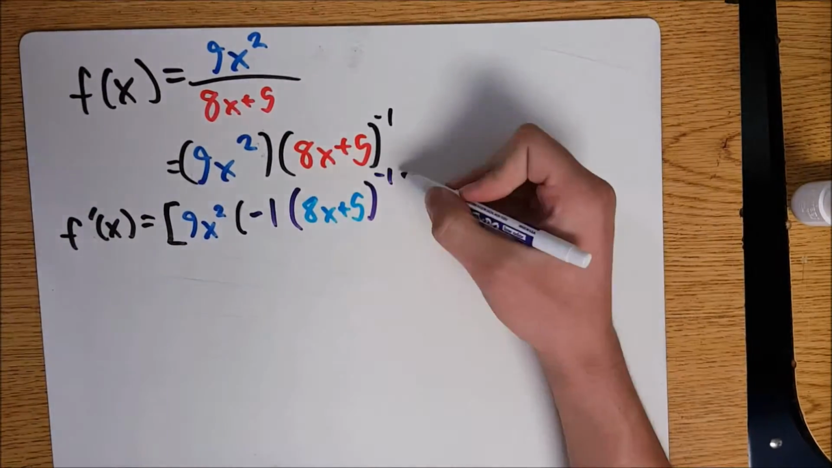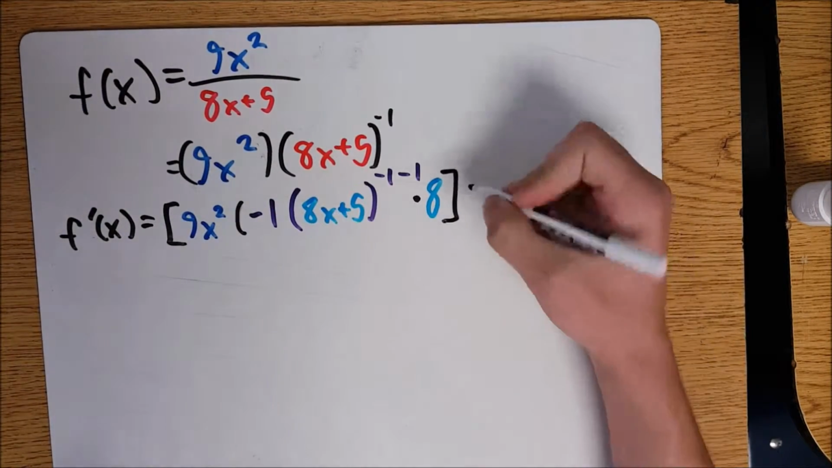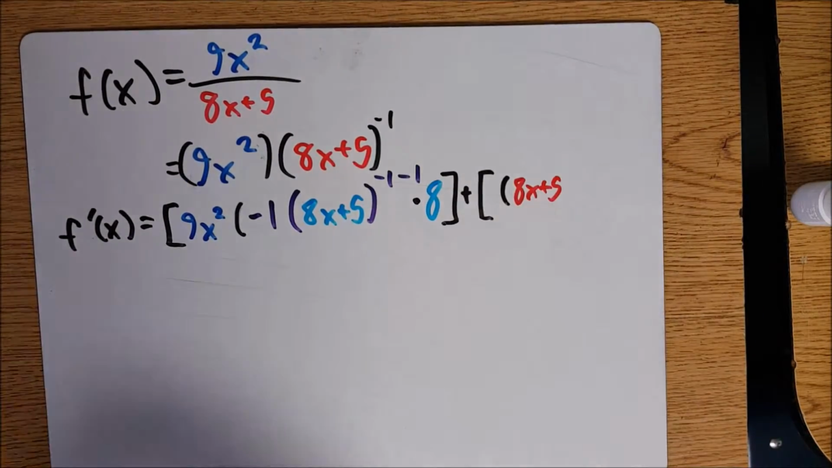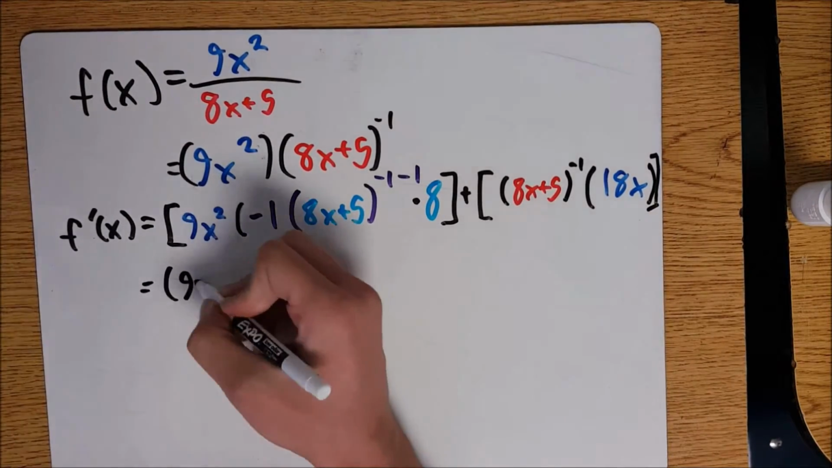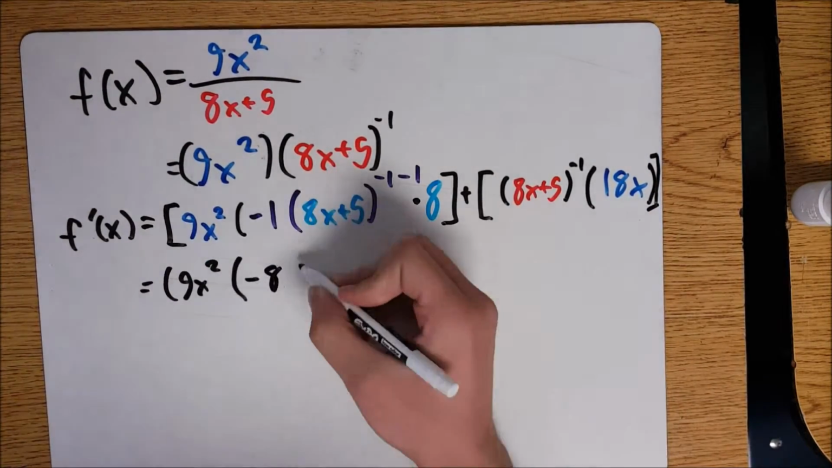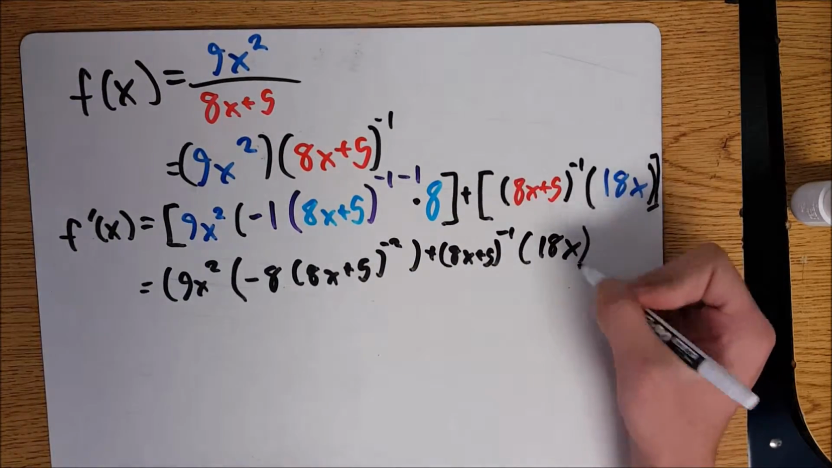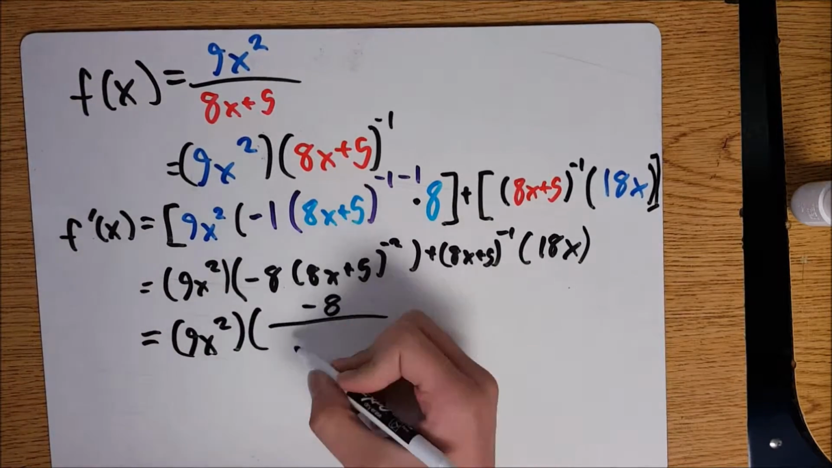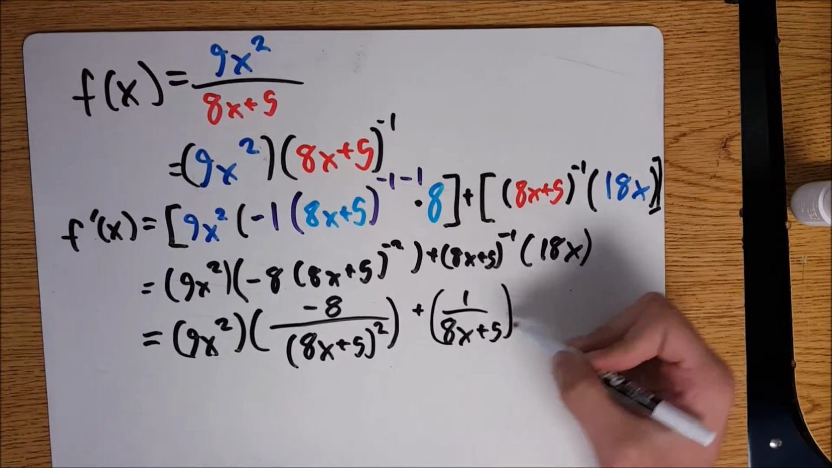We must use the chain rule on (8x plus 5) to the negative 1 power, for this is a function within a function. Upon doing so, using IOI, we get negative 8 times the quantity of 8x plus 5 to the negative 2. After doing this, we can proceed with the second part of the product rule, where we multiply the second, (8x plus 5) to the negative 1, times the derivative of the first, or 18x. We can't have any negative powers, so after simplifying that and doing some basic algebra, we get this answer. This answer can be further simplified.